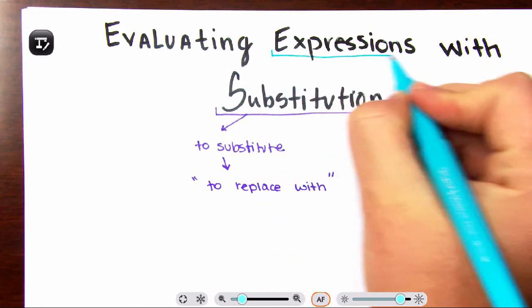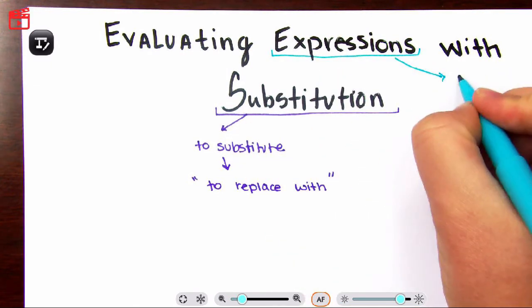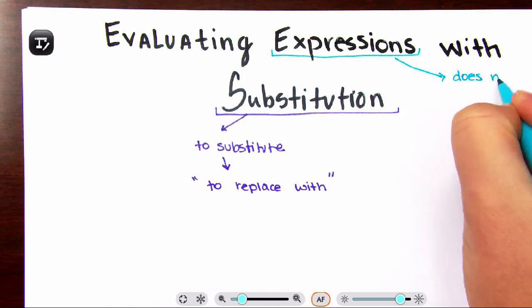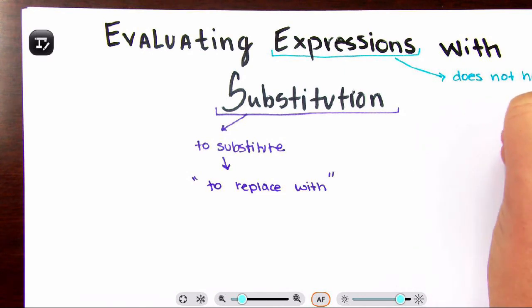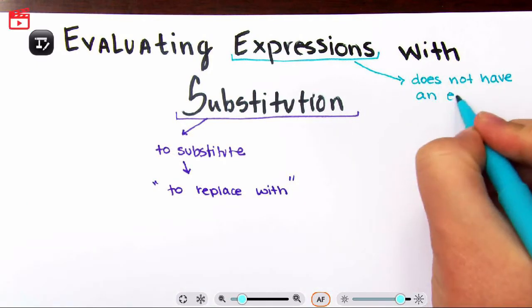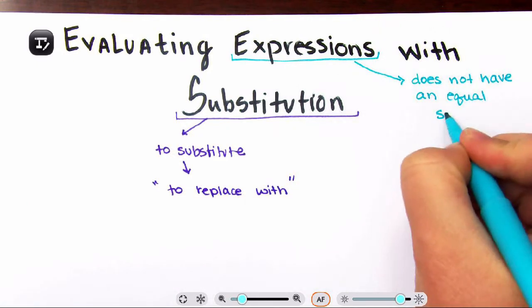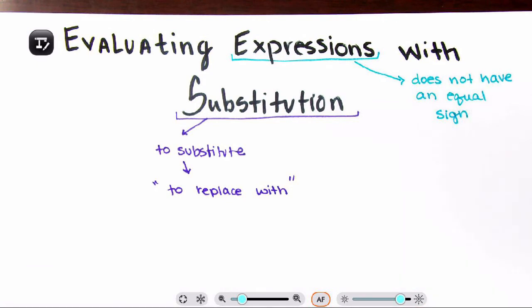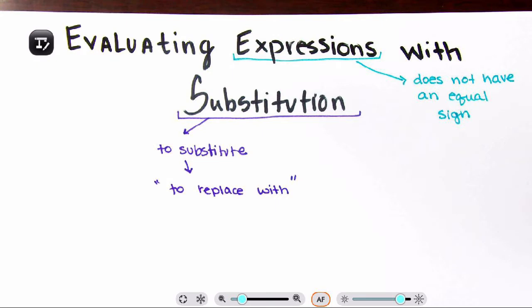One last thing before we do the examples: an expression does not have an equal sign. If there is an equal sign, that means it is an equation. We want to work with expressions in our examples. We're going to do a few examples and then maybe in the end we can throw in an equation.